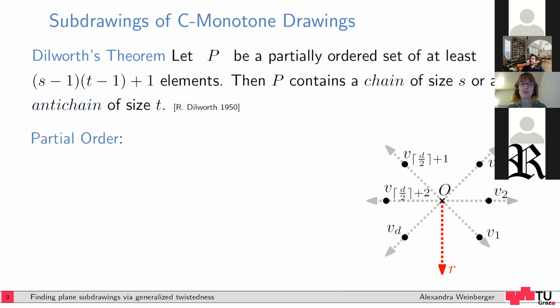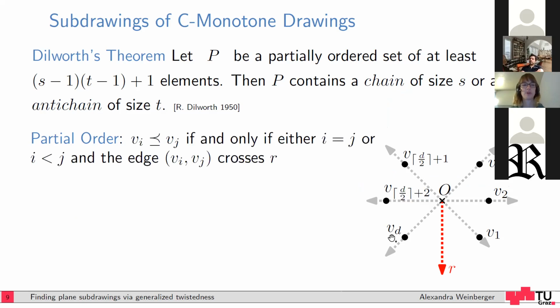What we need to use Dilworth's theorem on our C-monotone drawings is a partial order. The partial order we define is again based on the same labeling as we had before, with counterclockwise V1, V2, and so on. And then we say Vi is smaller than Vj if and only if either i equals j, so we have only one vertex, or i is smaller than j and the edge ViVj crosses the ray R.